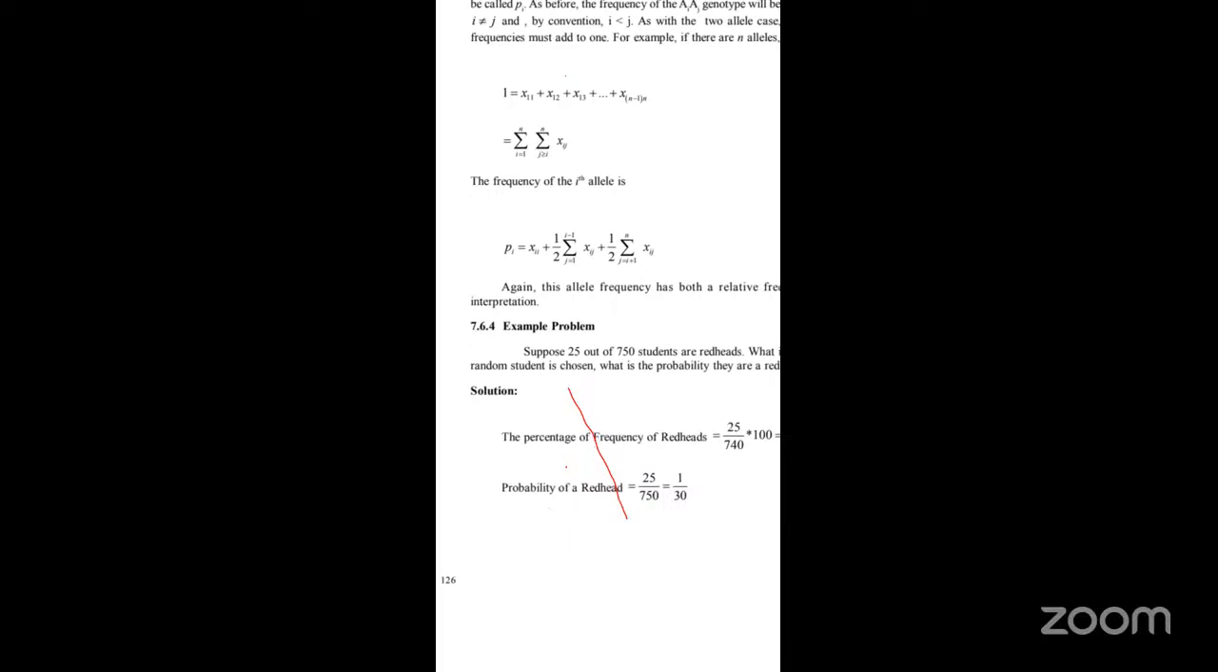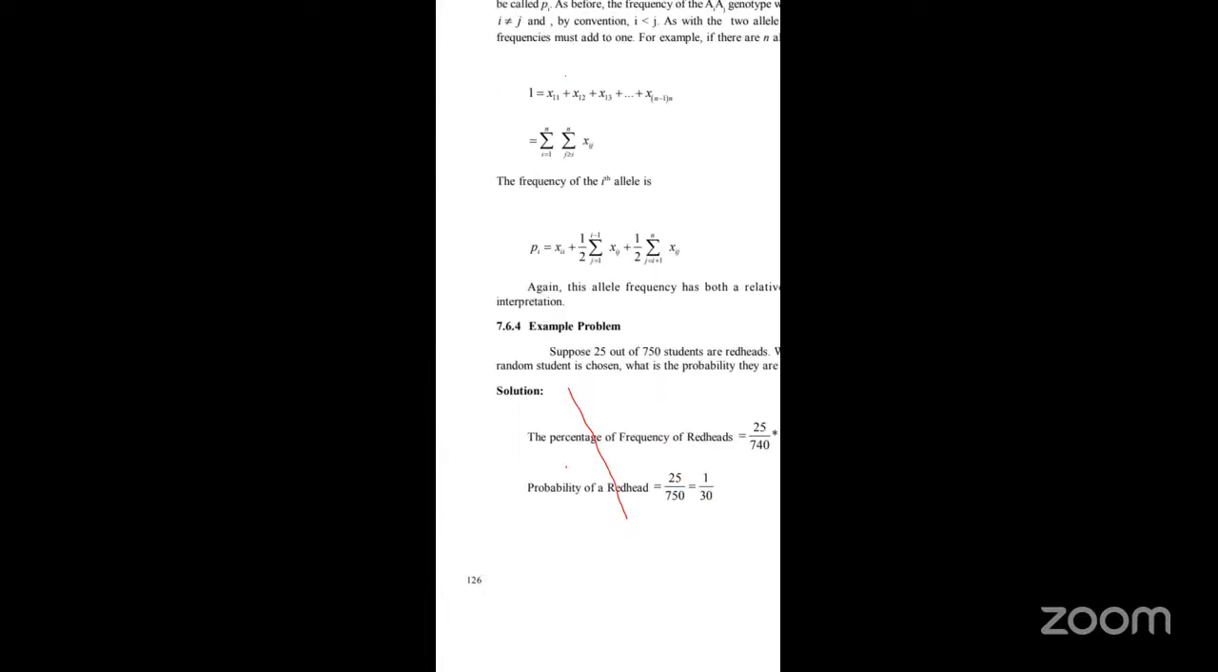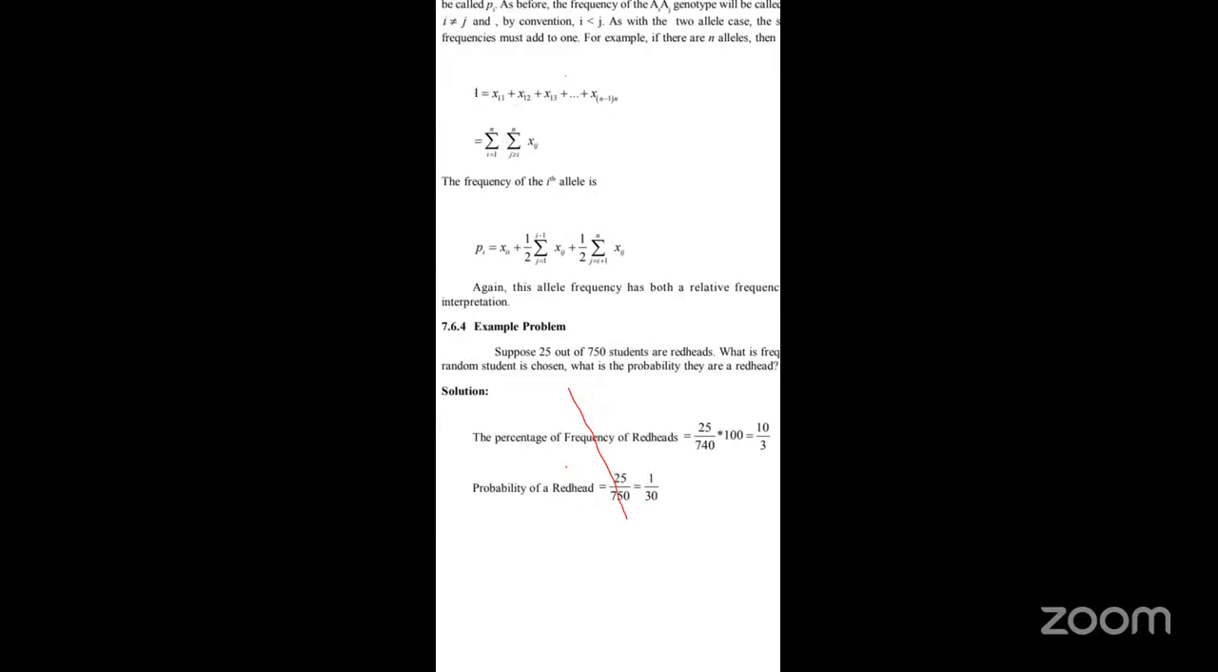Suppose 25 out of 750 students are redheads. What is the frequency of redheads? If a random student is chosen, what is the probability that the student is a redhead? That is the percentage frequency of redheads, 25 by 750 into 100. That is, 25 by 750 is 1 by 30.